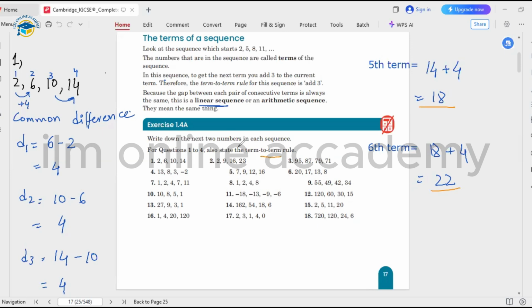And now we need to write down the term to term rule for this sequence. The term to term rule is add 4 every time to get the next term. Sequences where the common differences are similar are called linear sequences. Either you get the next term by adding something, or by subtracting something. So this is your part number 1. Hope this is clear.